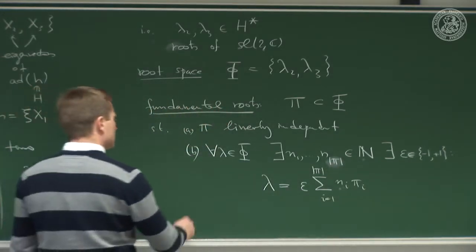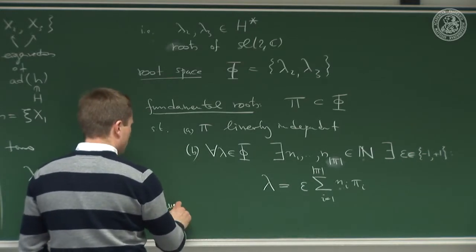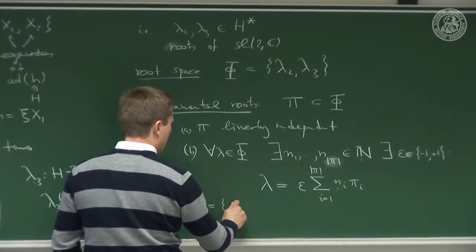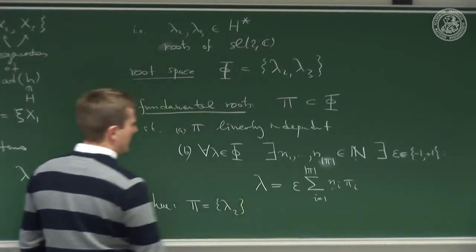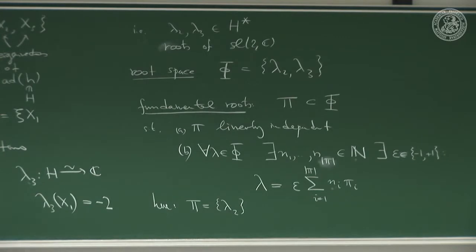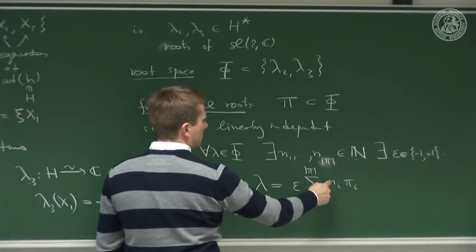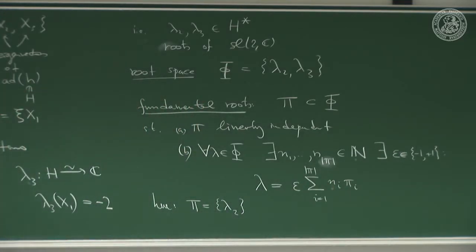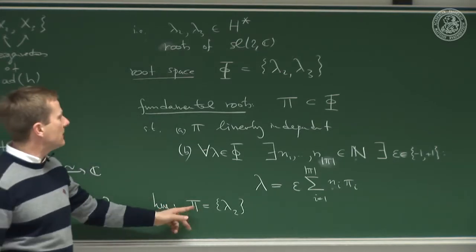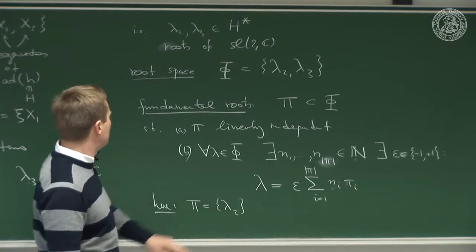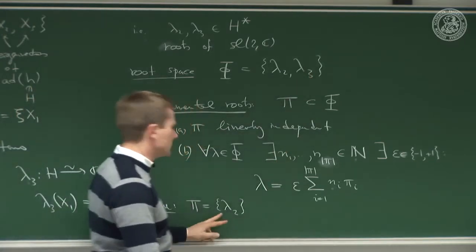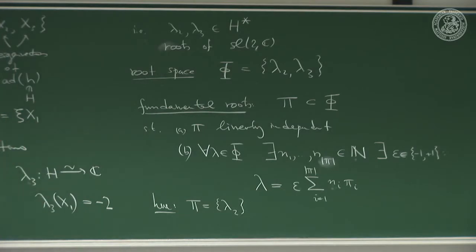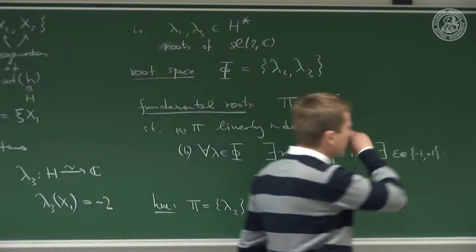And well, now in this case here, it's particularly easy. So here, we choose pi to be, for instance, the root lambda 2. Because obviously, the other root I get by this rule by just taking this to be 1 and this to be minus. And we could have equally chosen, that's a good example here, the choice of fundamental roots is not unique. We could have equally well chosen lambda 3 to be the fundamental root. But, well, we make this pick. This is the fundamental root. Okay, so, well, once we have the fundamental root, we can make the following check.